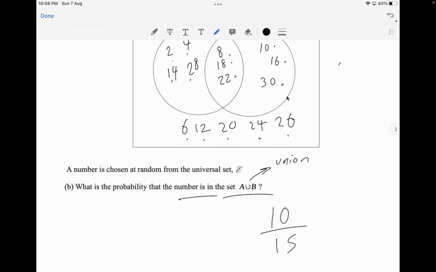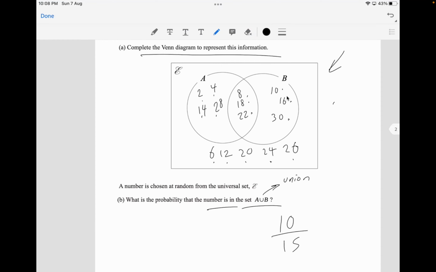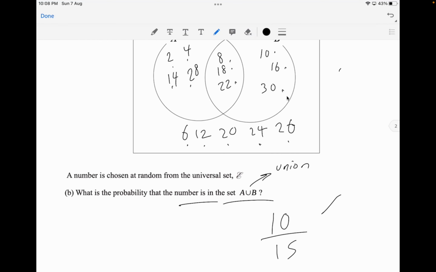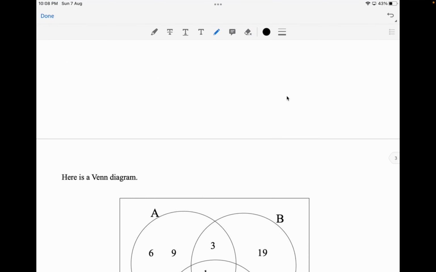Now this total question for completing the Venn diagram and for writing down this 10 divided by 15 is about 6 marks. So you guys have to score this well in your GCSE or iGCSE exams. Alright, let's move on to the next question.